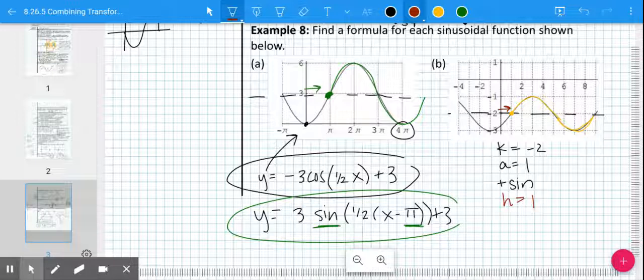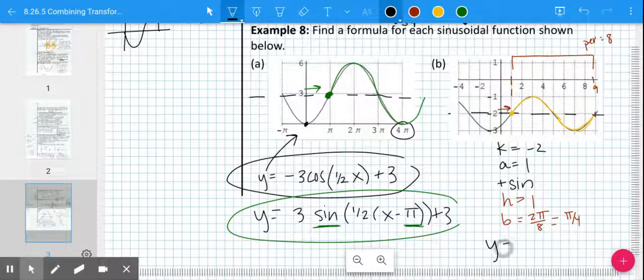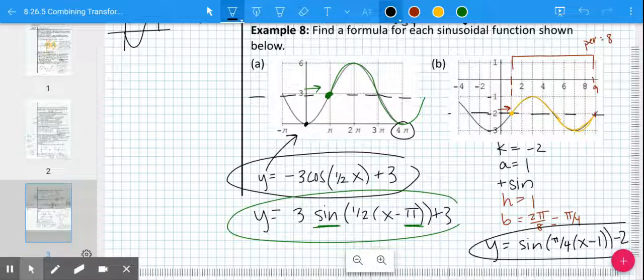And the only other thing I have to figure out is the B. Since the period, it goes from 1 to 9, then it looks like the period is 8. So for your B, you're going to go 2 pi over the period, 2 pi over 8, and you should get a pi over 4. Once you've identified all those pieces, plug them in. So you have positive 1 sine, or just sine. You have a b of pi over 4, factor that out. And then you have an x minus 1 because your h is a positive 1. Don't forget the minus 2 at the end for the k value. Now, this is one option. There are other possible options that would work as well.